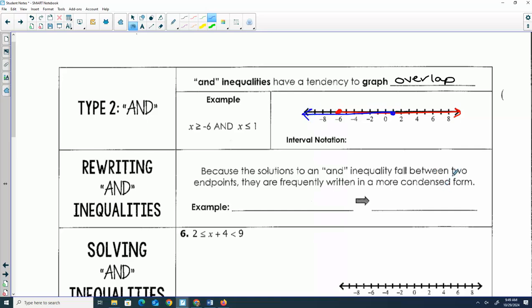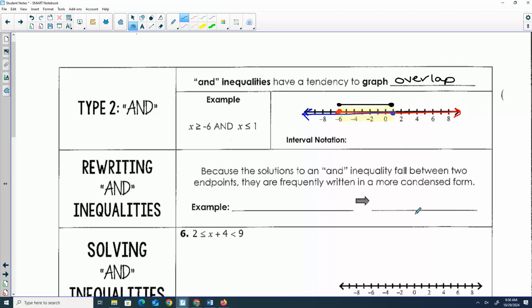And says we need the overlap. So where did both of those things shade? Between 1 and -6. This part right here had both of them. So my actual answer is just from -6 to 1.